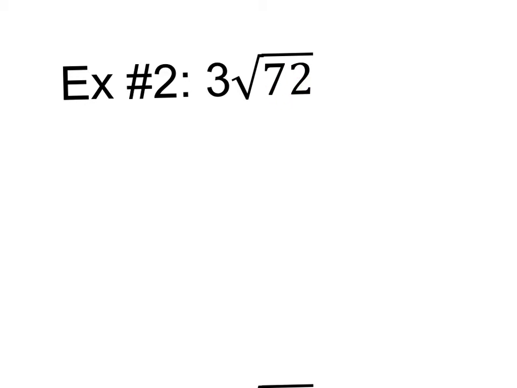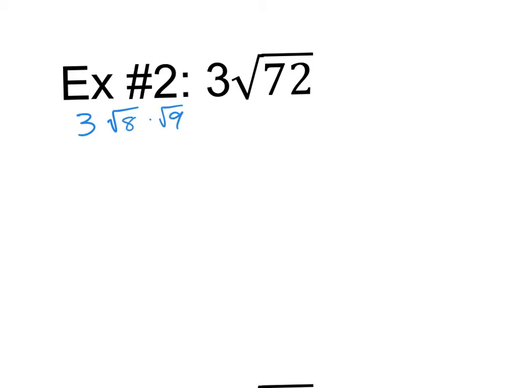So we could pick any two numbers. The first two that come to my head are 8 and 9. And you'll see it'll work fine if we do 8 and 9. There is a better choice, which I'll show you in a second. But I'm just going to show you that it doesn't really matter what two you pick. You'll still get to the same answer. So 72 is the same thing as the square root of 8 times the square root of 9.